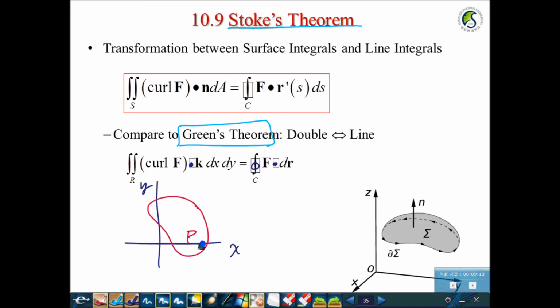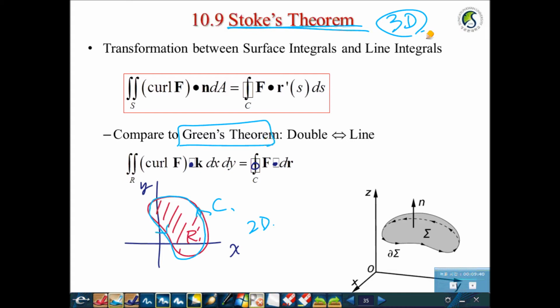So that's R, okay? And that's R, and that's C, the boundary. Okay? So it's pushing the region to the boundary, right? But this is 2D, in the XY plane. But Stokes' theorem extends it to the 3D version of Green.